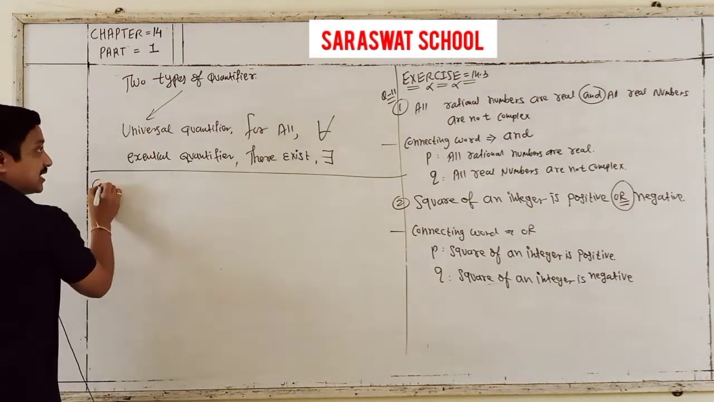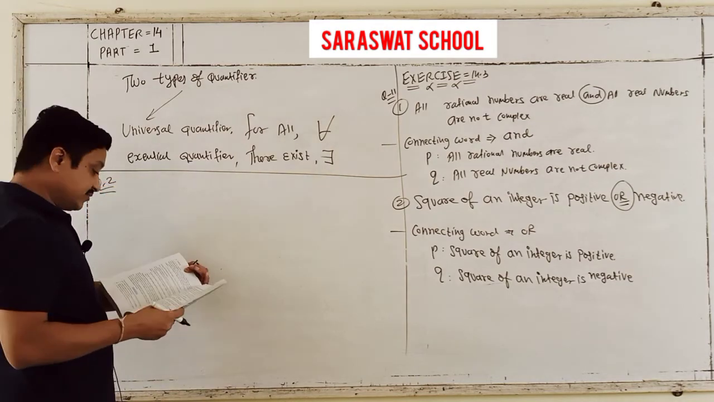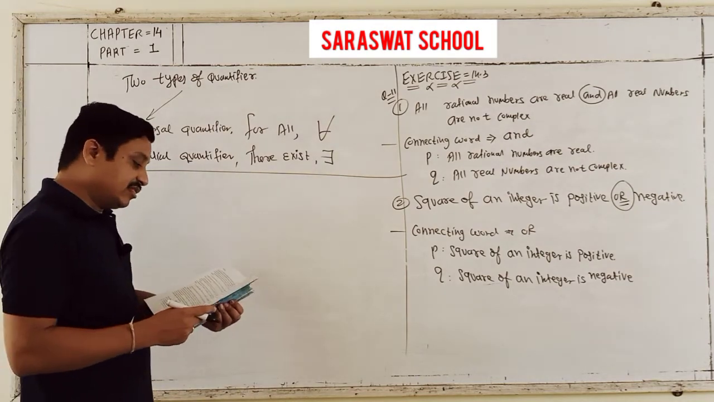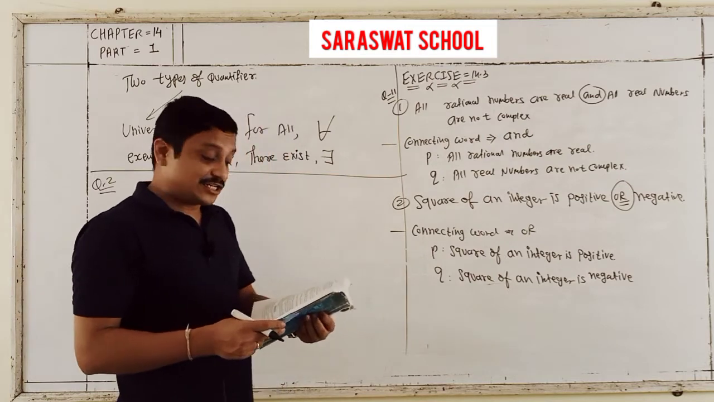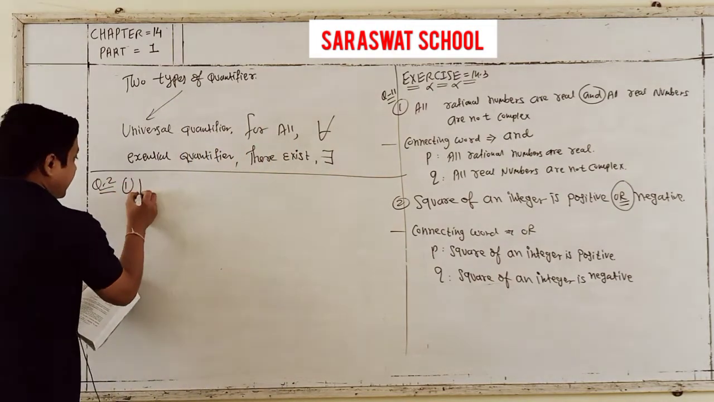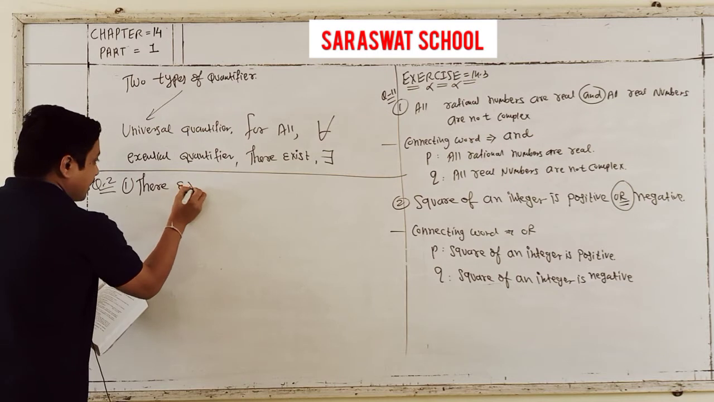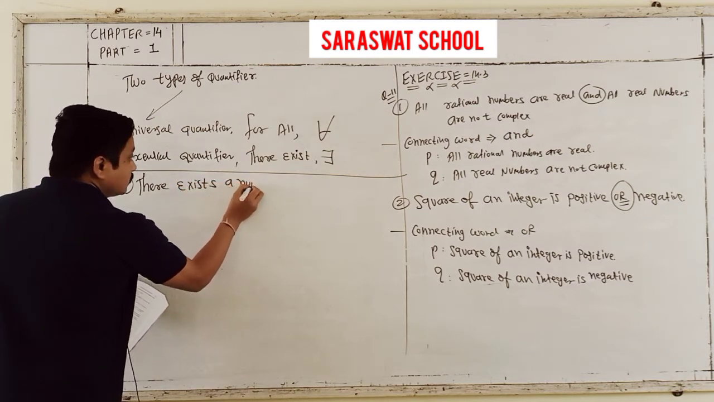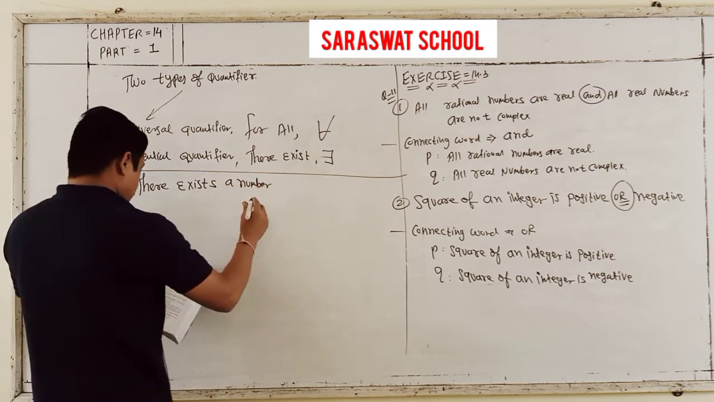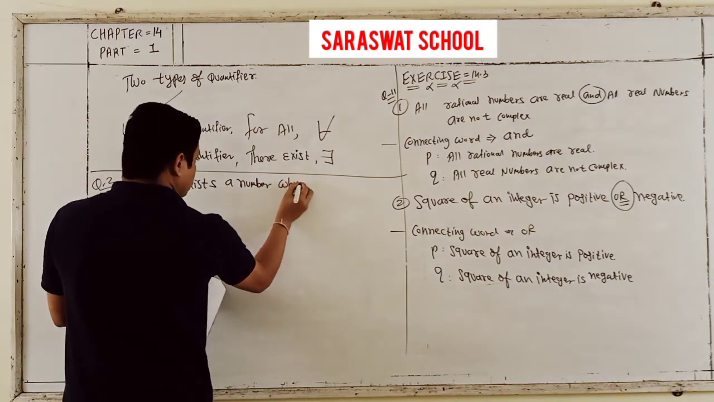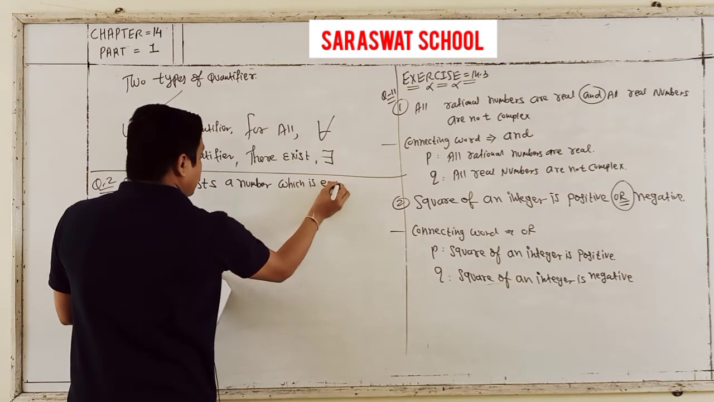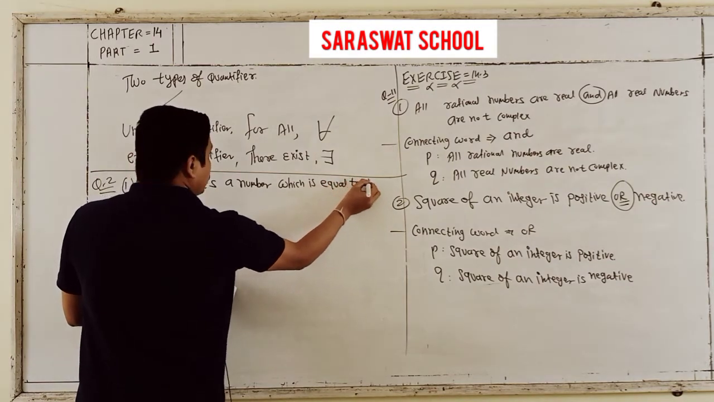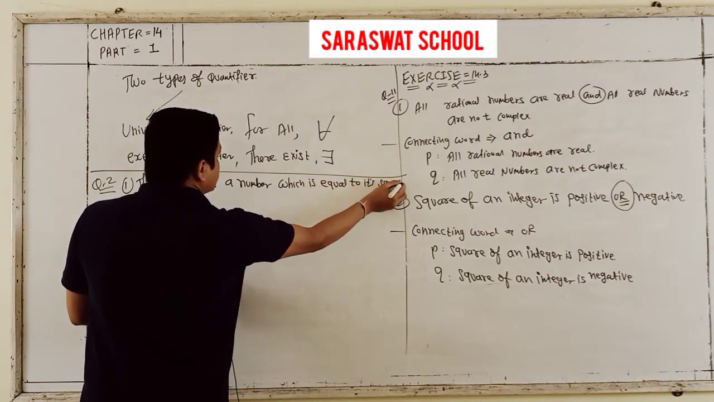So my question starts now. Question 2 is this way: identify the quantifier in the following statement. Write its negation also. There exists a number which is equal to its square.